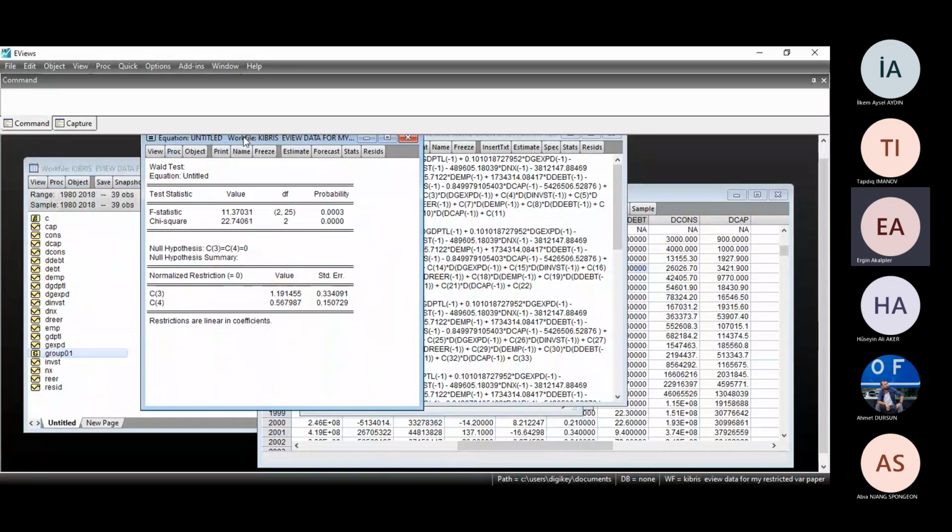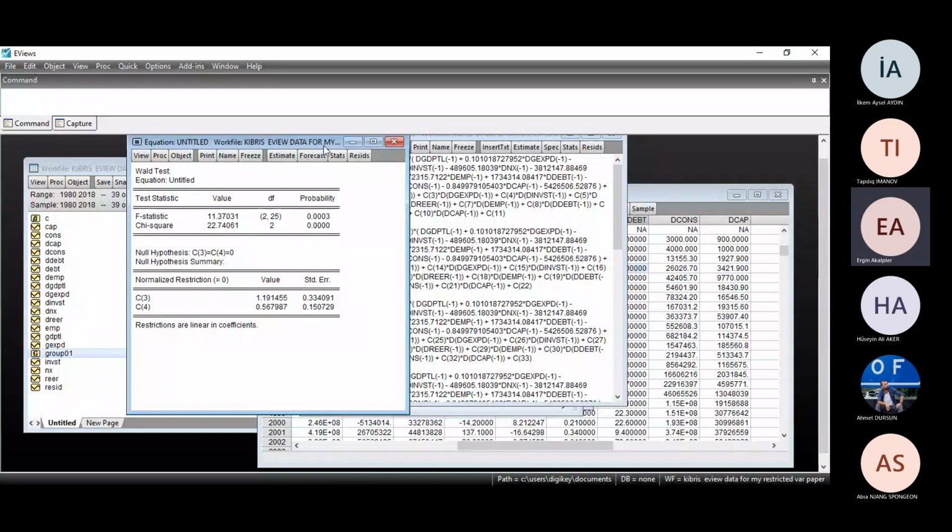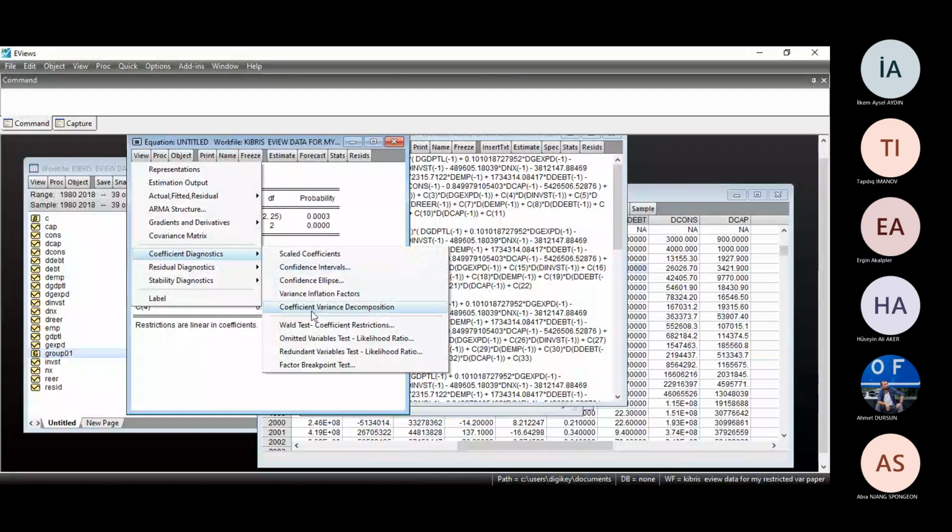Okay, when we come to this, you have the short run now. The Wald test is showing the short run causality of what was this? I think C3 was government expenditure and investment. On the model, the p-value is supposed to be less than 0.05, and we reject the null, and this is then short run causality from GDP to government expenditure and consumption. And then you go again similarly to do the rest of the Wald tests.